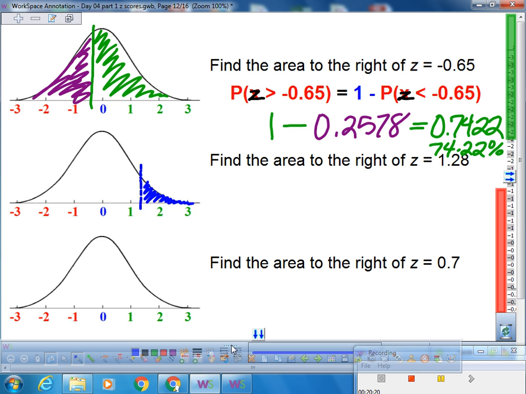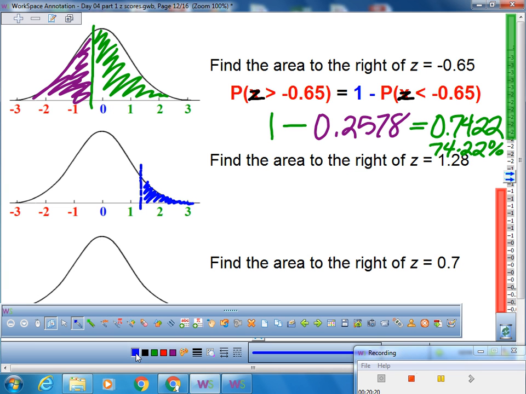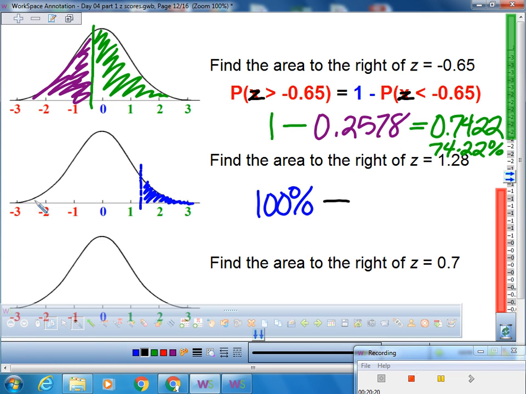The whole curve is 100%. I need to subtract the left side of the curve. 100% minus the purple part is going to give me this part, because my table will only give me the left side of the curve. You find the purple part, and you subtract it from 100%, and you get the area underneath the curve.